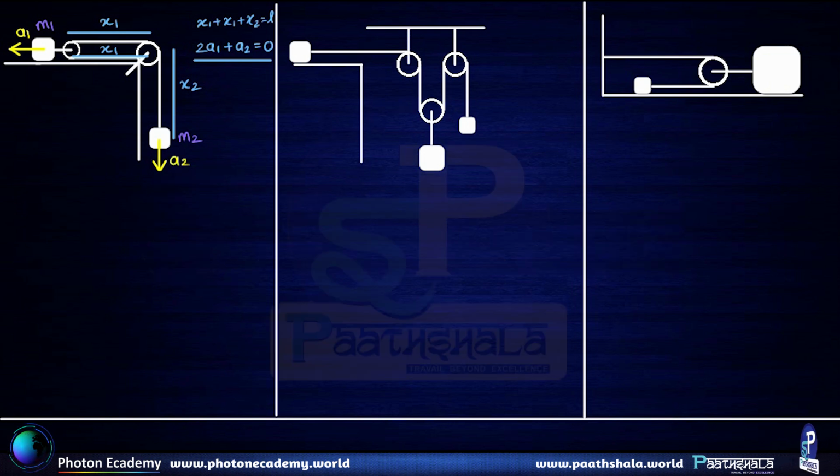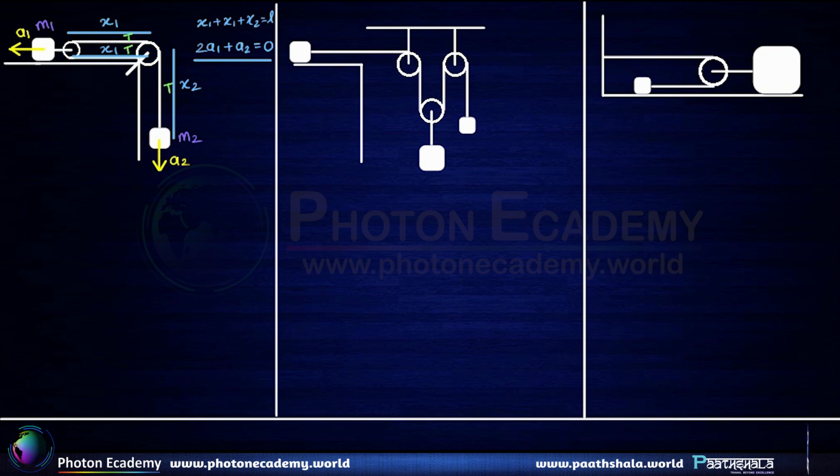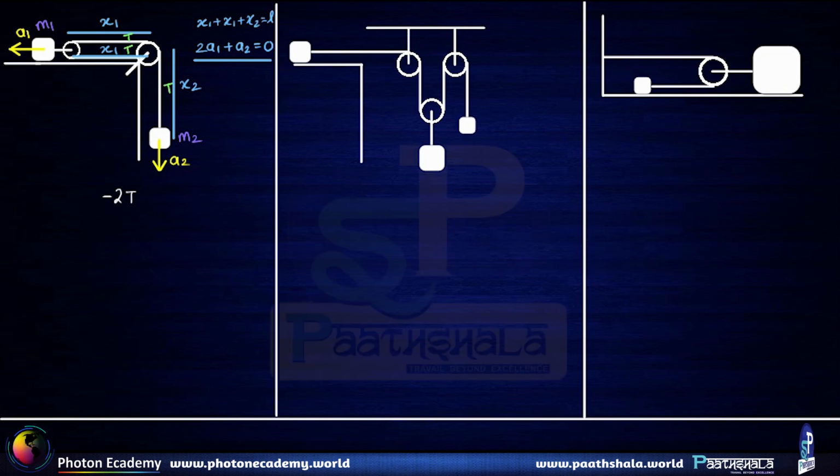So for writing down the equations, we need to understand that since it's one and the same string, the tension in this string is going to be T. For the block M1, the Newton equation in the horizontal direction happens to be minus 2T, because minus 2T is the force that is acting in the positive direction of acceleration. So even if it is counterintuitive, even if we get a negative result for a1, no problem. It simply means that we have assumed a1 to be towards the left, and a1 actually happens to be towards the right.